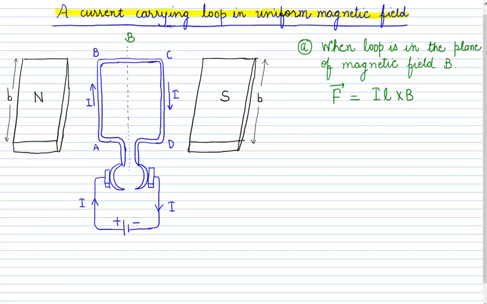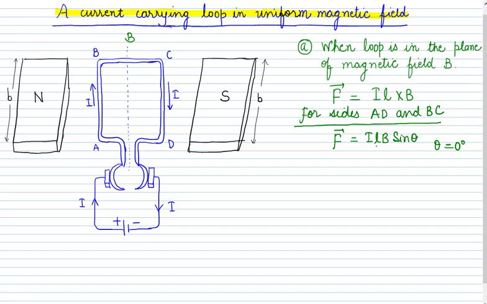So first we see these two sides, AD and BC. AD and BC are horizontal and they are in the plane of the magnetic field, whereas AB and CD are perpendicular. So first we'll go for sides AD and BC. Since the length of these two and the magnetic field are in the same plane, if we write F is equal to ILB sin theta, because IL cross B is ILB sin theta, theta will be 0 degree. So F is equal to ILB sin 0, which is 0. So the force due to the magnetic field on these two sides, AD and BC, will be 0. Now we are left only with sides AB and CD.